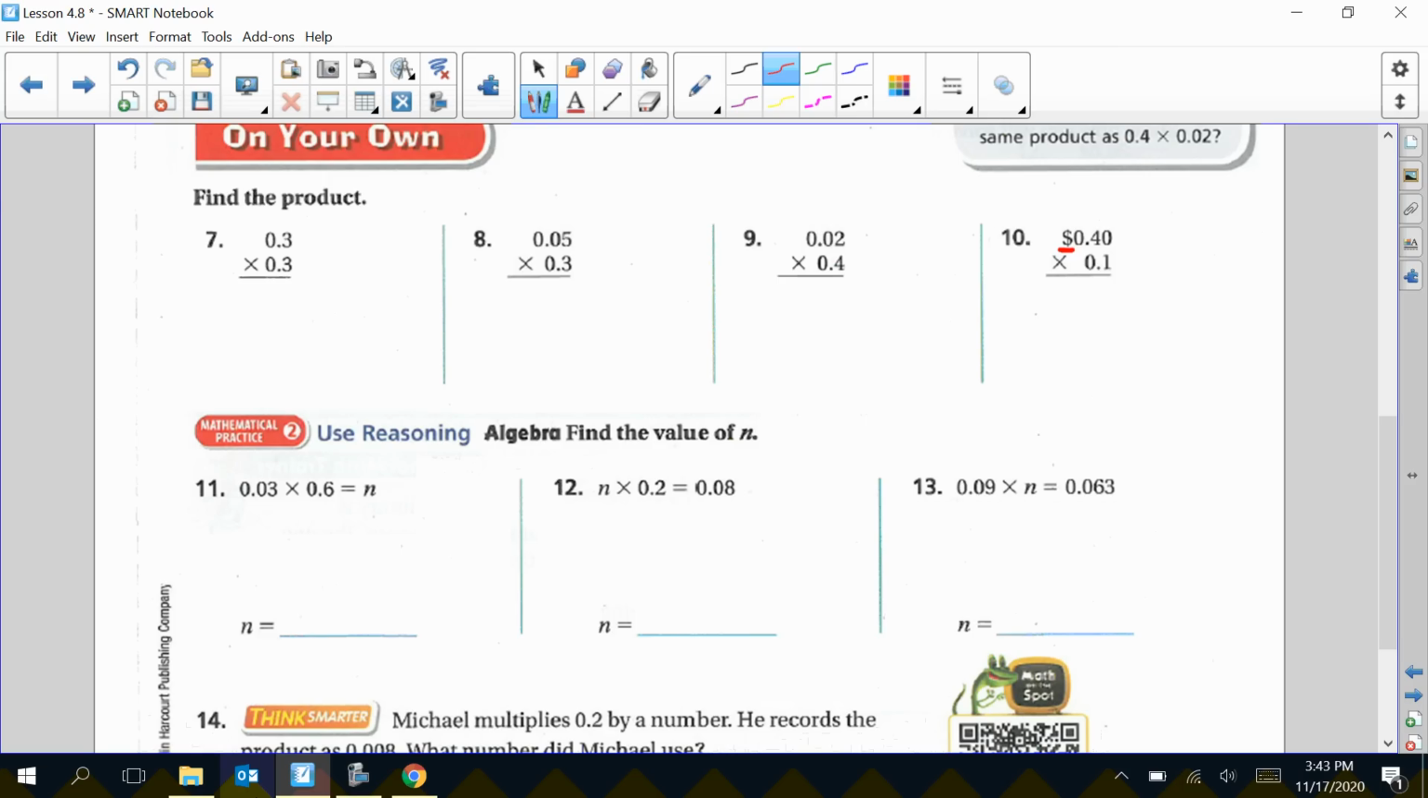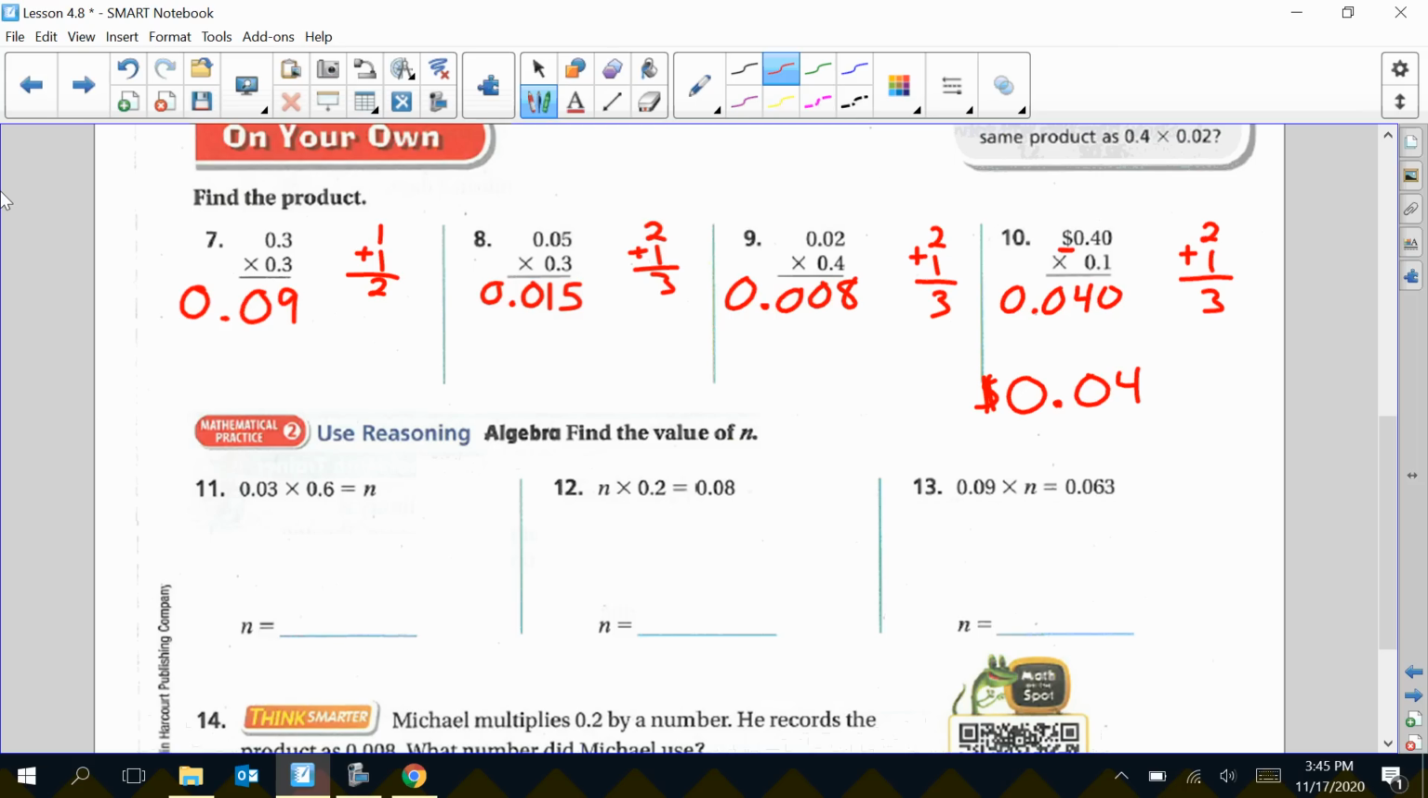All right, as we look at these, number 7 was 3 tenths times 3 tenths. The answer is 9 hundredths because there were 2 places to the right of the decimal. Number 8, 5 hundredths times 3 tenths is 15 thousandths because 5 times 3 was 15, and then there's 3 places behind the decimal. Number 9, 2 hundredths times 4 tenths is 8 thousandths. Again, 4 times 2 is 8, and 3 decimal places gives me 8 thousandths.